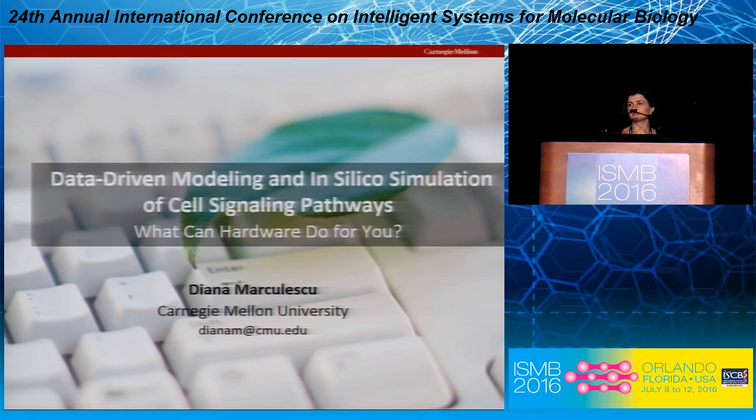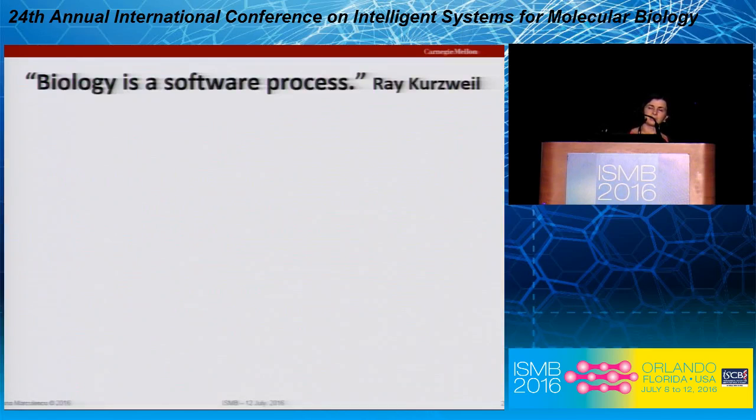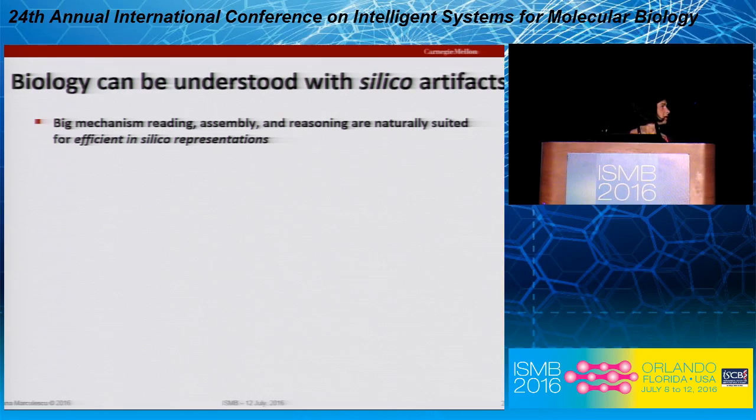So just like Radu said, switching gears a little bit here, I'm going to talk about how we can model in the most efficient way cell signaling pathways, especially interconnected cell signaling pathways, from the perspective of using hardware acceleration. I'm going to start with a quote from Ray Kurzweil, who said that biology is a software process, but I'm going to change it a little bit in the sense that we can understand biology with in silico artifacts. And there's a lot of work at this conference on using computational means, especially in silico simulation.